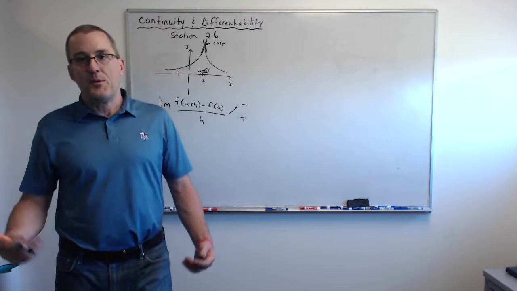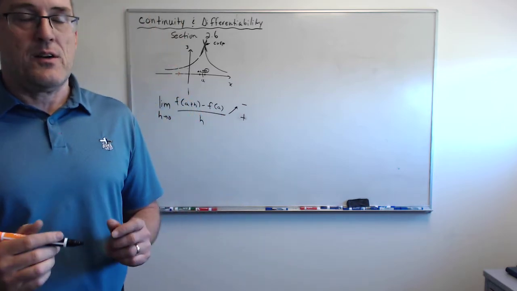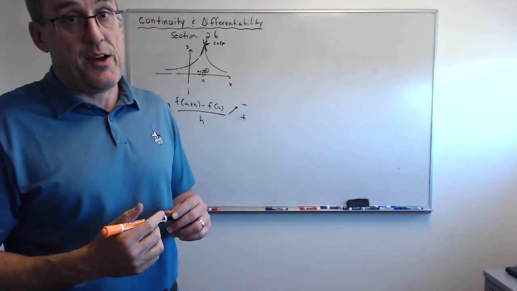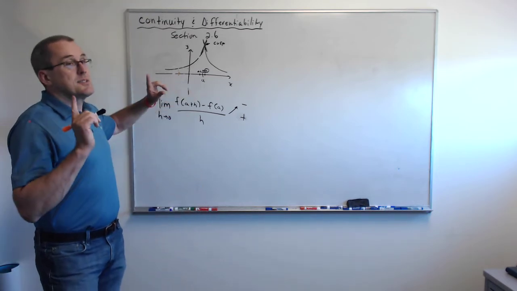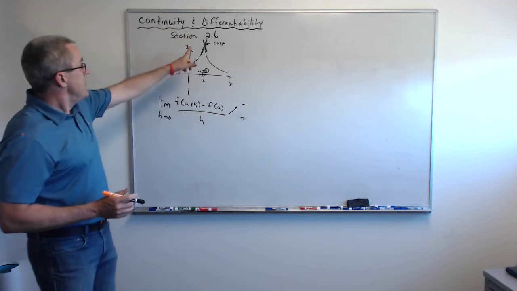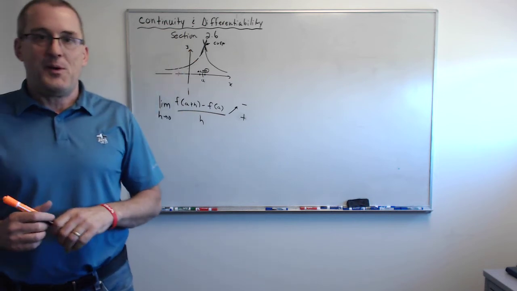And since we would get two different limits, two different derivative values, we would say that this limit does not exist. Since this limit does not exist, the derivative cannot exist at that point.